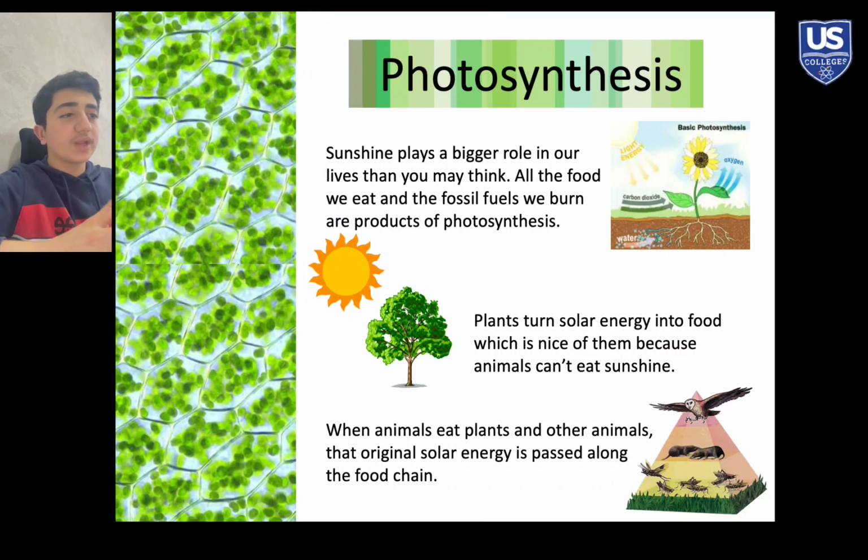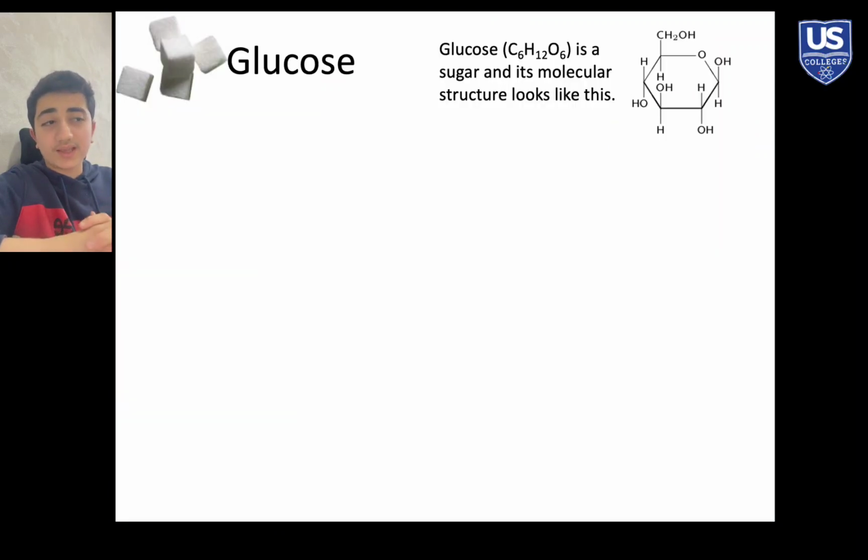After that, we have plants turning solar energy into food, which is captured by the structures that I said before, which is nice of them because animals can't eat the sunshine. They need something to feed on, and that thing is plants. How can an animal feed on a plant if the plant can't grow?